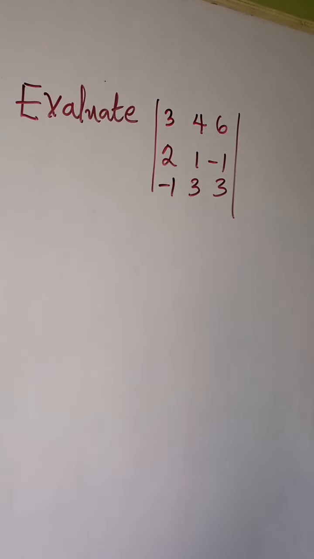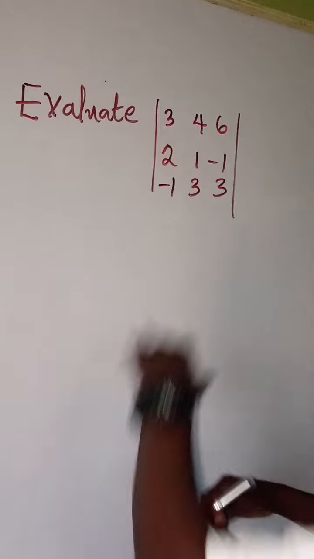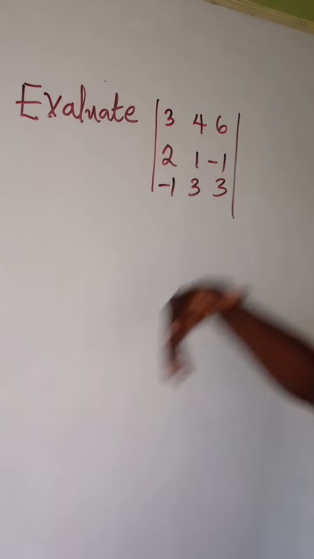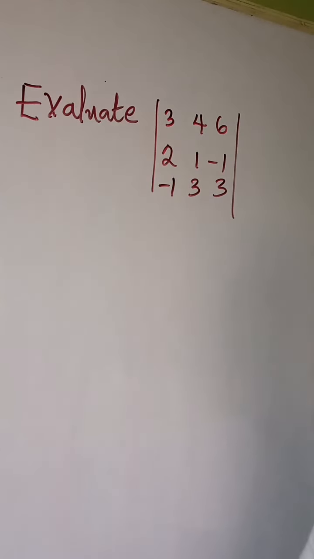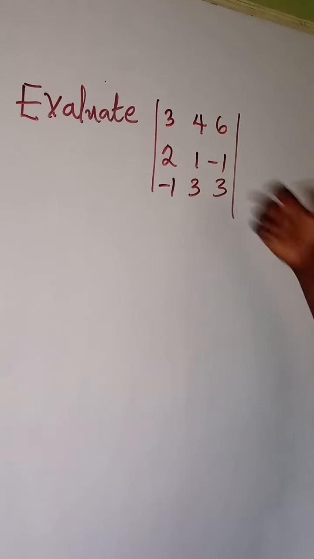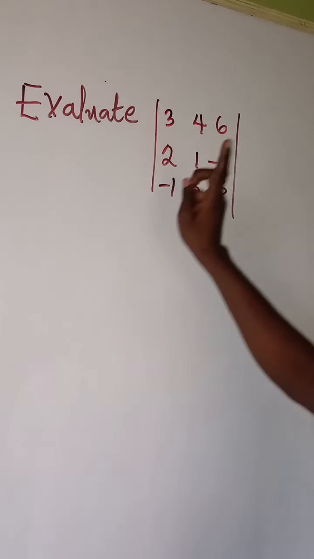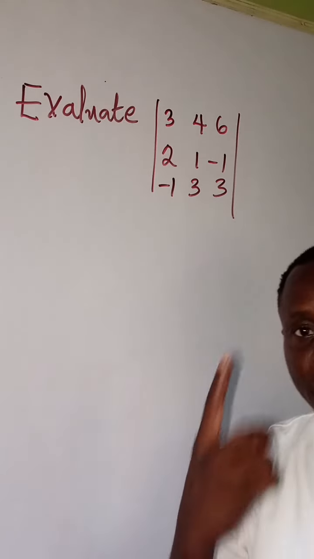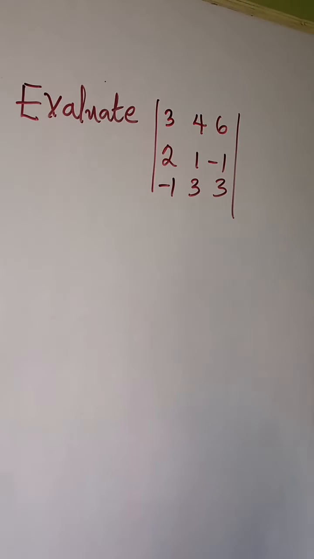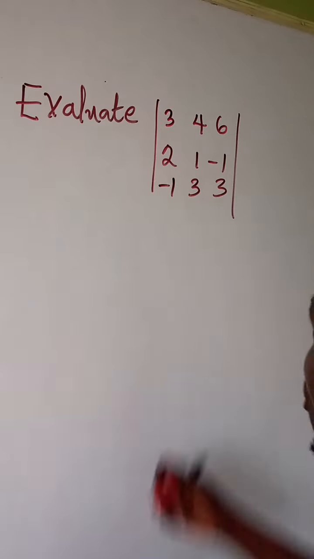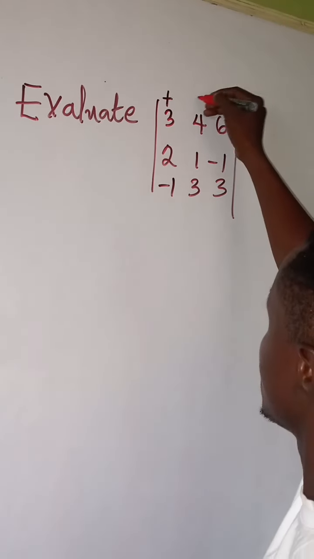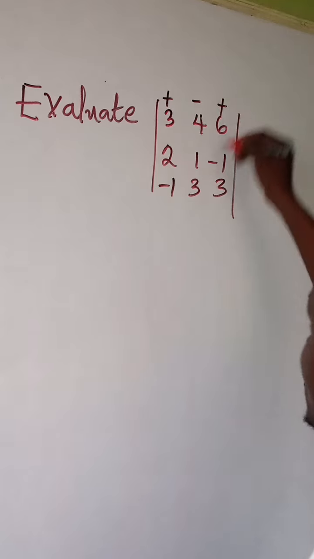So what method are we going to apply here? We're going to apply the cover-up method, or we call it a minor. Now what is a minor? Minor means the act of deleting rows and columns when an element is picked from a matrix. So let's try that. Now don't forget we have our addition, our subtraction, and our addition.